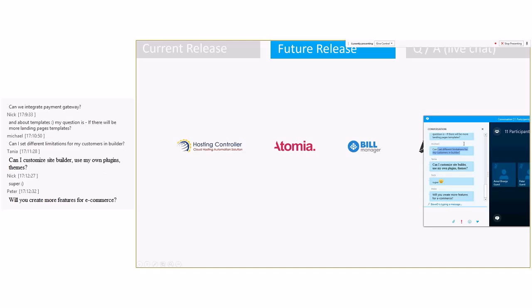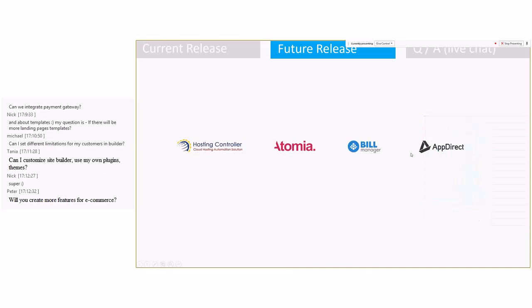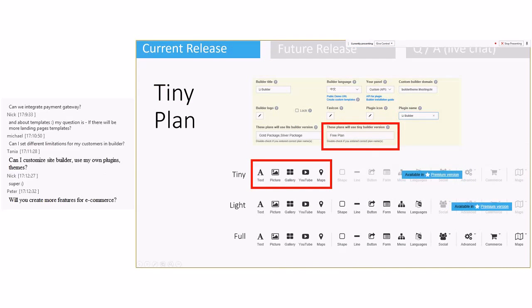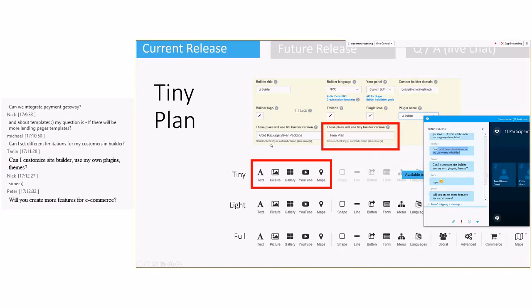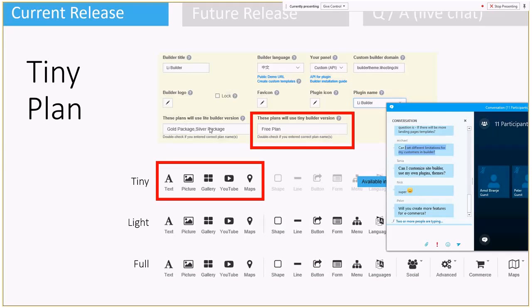Yes, of course you can set different limitations. Just go here and specify that the tiny builder will be for that plan. So everybody who has a free plan will have the tiny version, and everybody who has a gold or silver package will have the light plan.